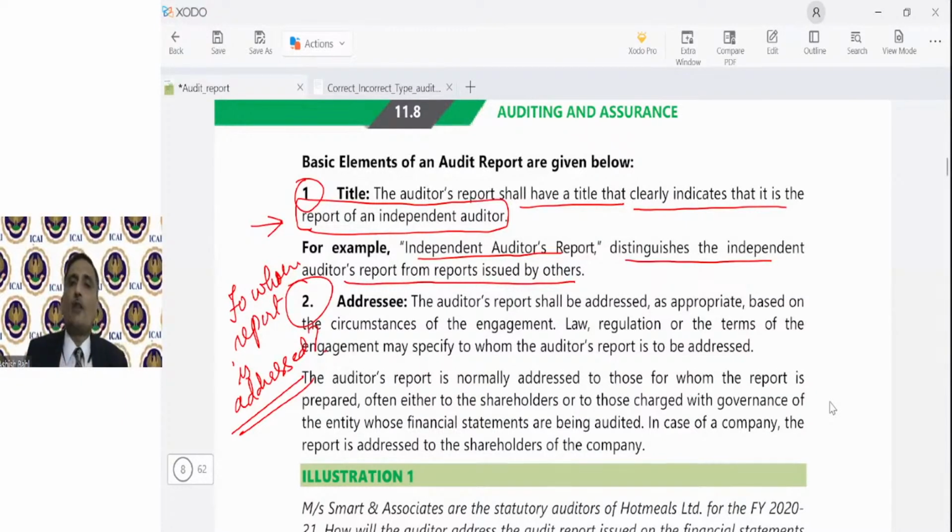Similarly, say in case of a firm, the partners have appointed the auditor. So audit report would be addressed to the partners of the firm. Clear? Yes. Few queries have come.